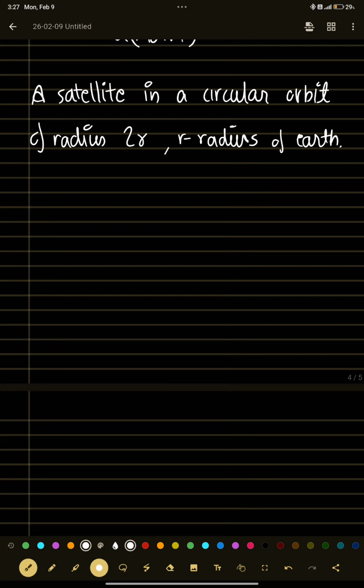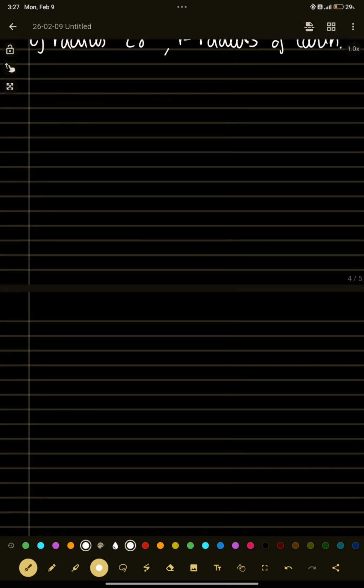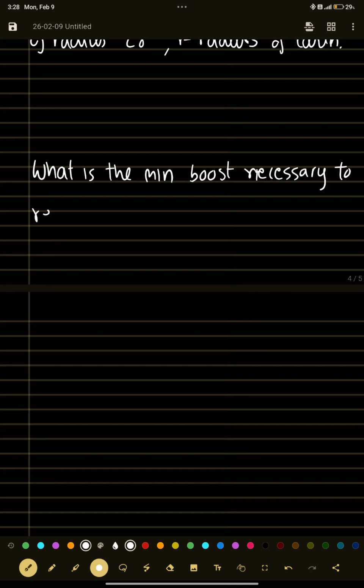What is the minimum boost? What do we mean by boost? Delta V. Necessary to reach point B. This point B is at a radius of 3r. So this is one part of the question, and there is a second part of the question. At what point must this boost be provided?